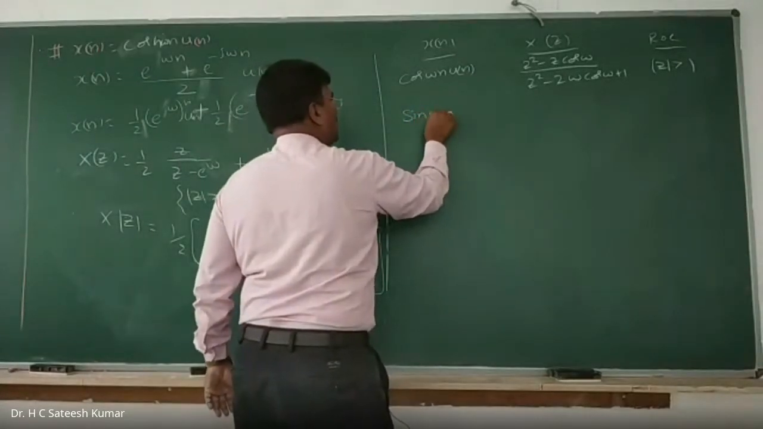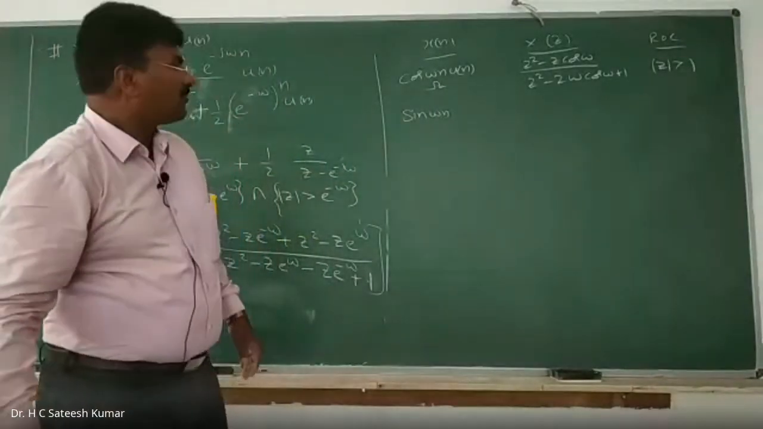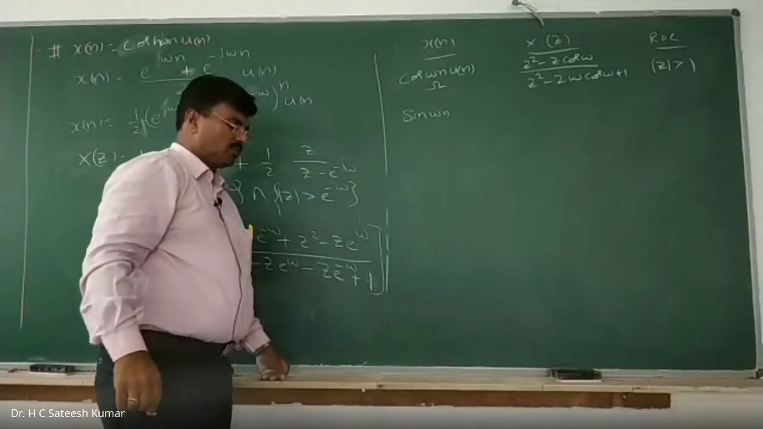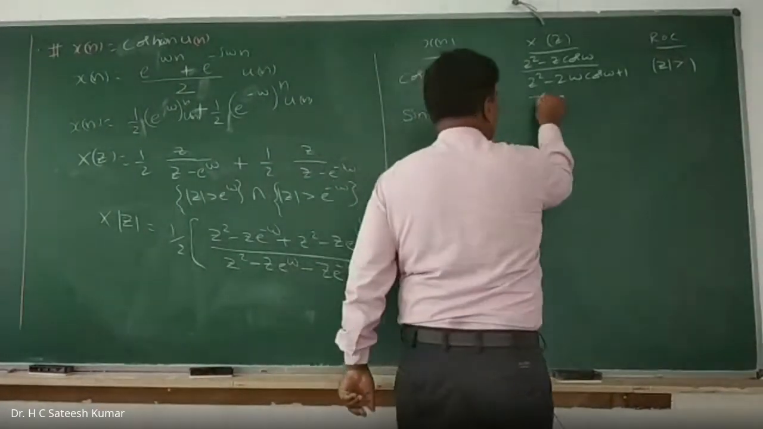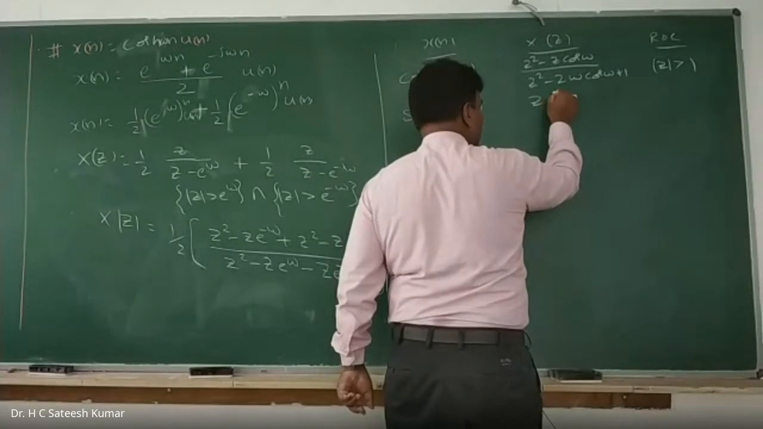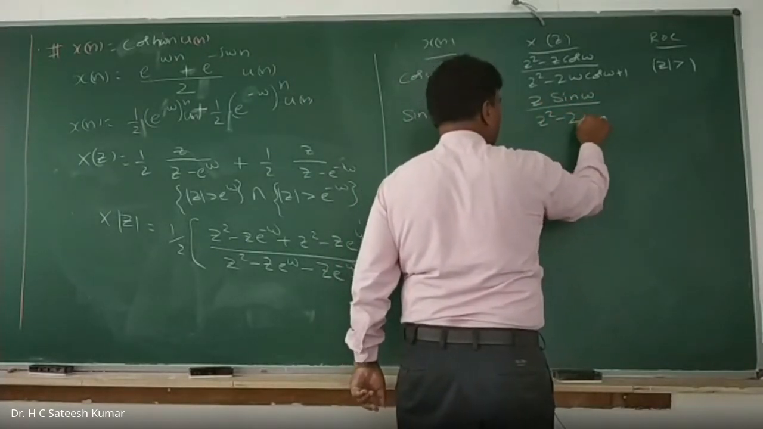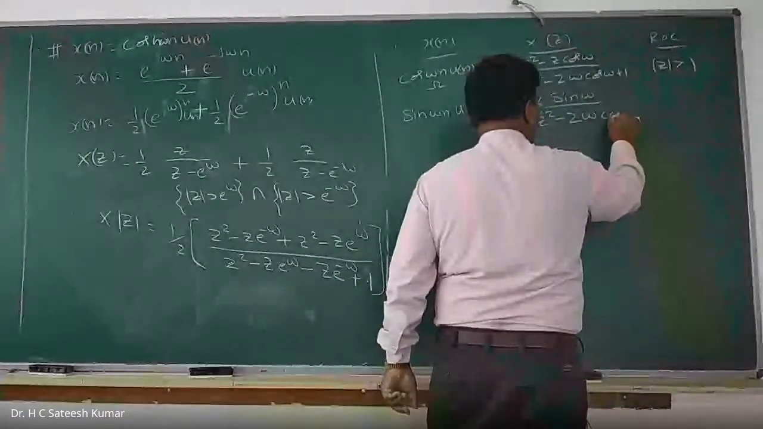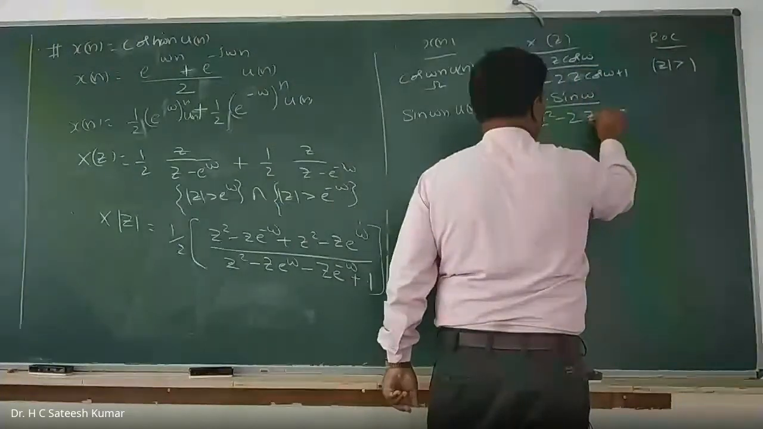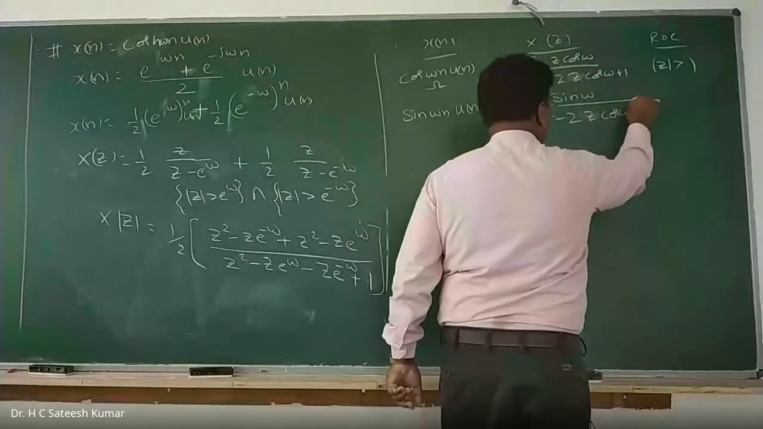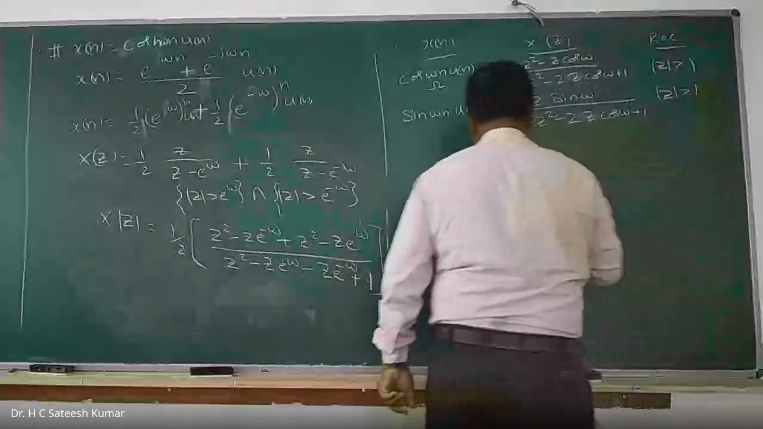Similarly, sin omega n into u of n; you can use either this omega or that one. In some of the examination papers, we have seen capital omega also, no problem. Then the ROC: the Z transformation is z sin omega divided by, the denominator remains the same, z square minus 2z cos omega plus 1, with ROC mod z greater than 1. Right? Like that, these are the standard relations.